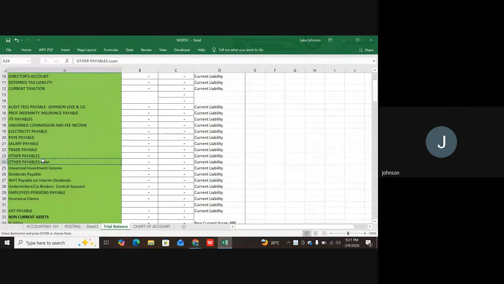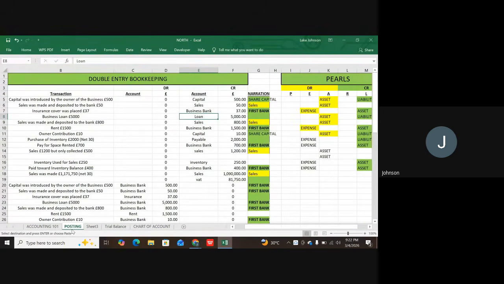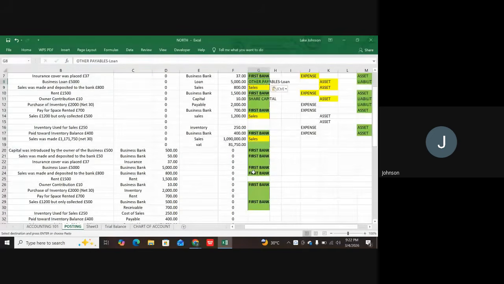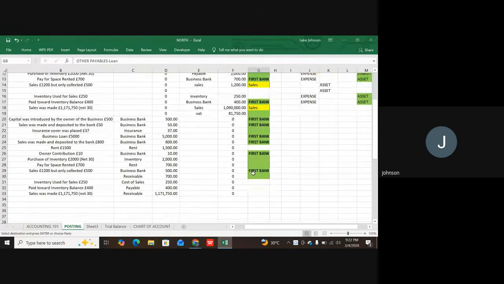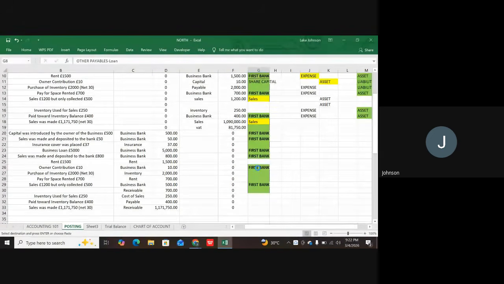Let's copy this and let's come over to where we have our posting. So here, we're going to have it as our other payable. Then is there any other loan? I'm not sure. That should be the only loan that we actually have. Okay, that is fine. So let's go to the next transaction.